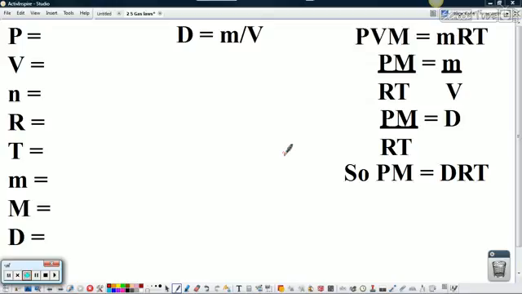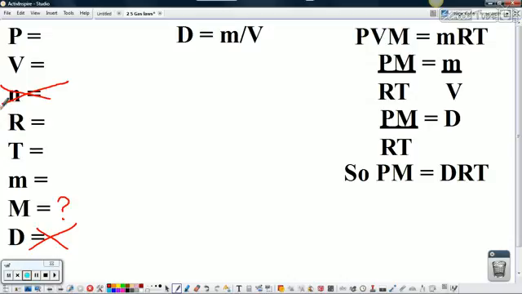All right. Number 107. What is the molecular weight? The problem does not say density, so I'm not going to use the D, and because I'm looking for molecular weight, I'm not going to use the N. Those are two things that are not going to be used this time.